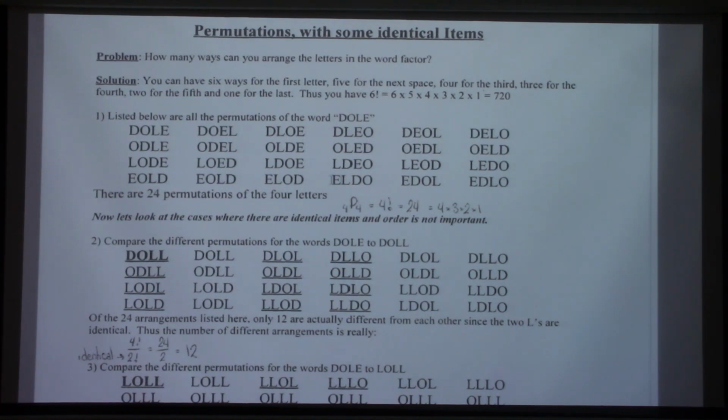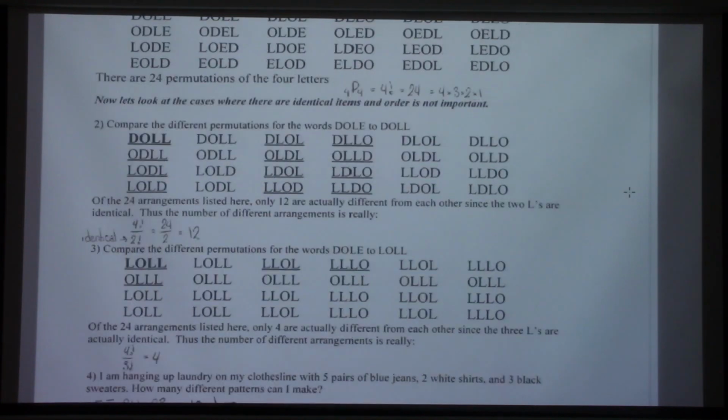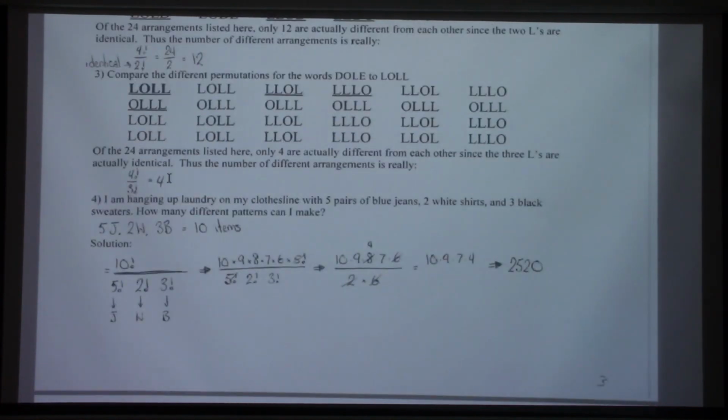So here there are 4 factorial, 24 methods. Now that we have overlap with the L's, we cut it to 12, 4 factorial divided by 2 factorial. And then with multiple overlap, we have 4 factorial divided by 3 factorial. We also looked at the situations where you can have multiple of the same thing and then break those down.